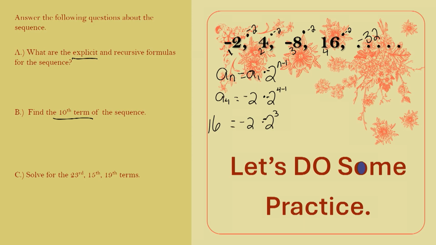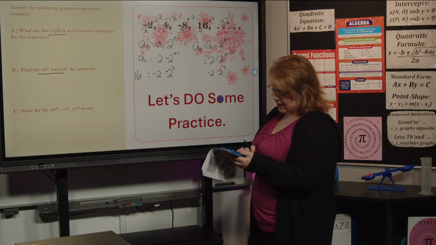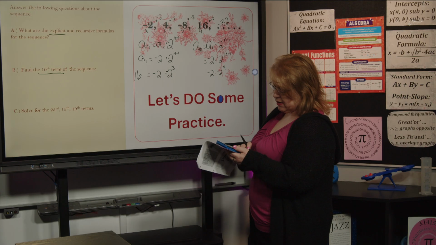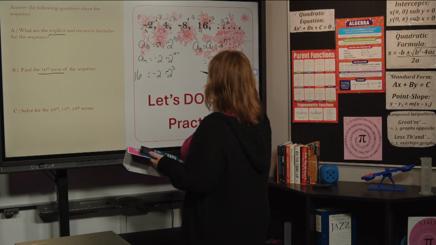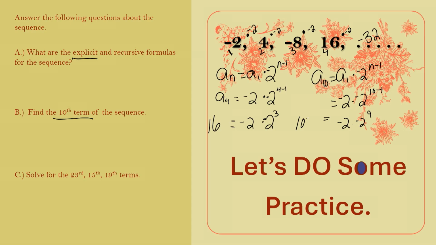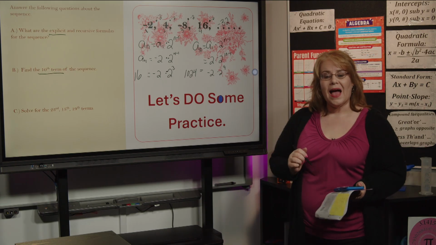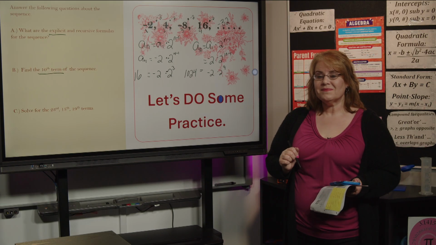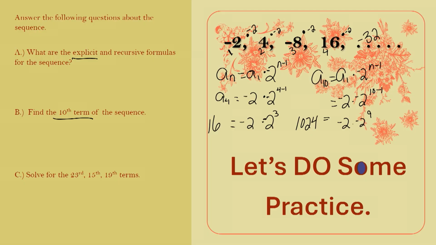Here we go. So I'm looking for a sub 10 equals a sub 1 times -2 to the n minus 1. So I've got -2 times -2 to the 10 minus 1, -2 times -2 to the 9th. I'm going to plug it in my calculator just like that. I got 1,024. What did you get? Good job. So I know that the 10th term of this sequence is 1,024.